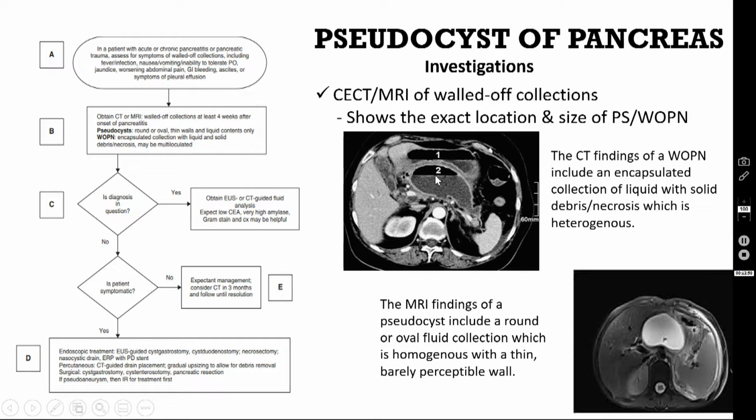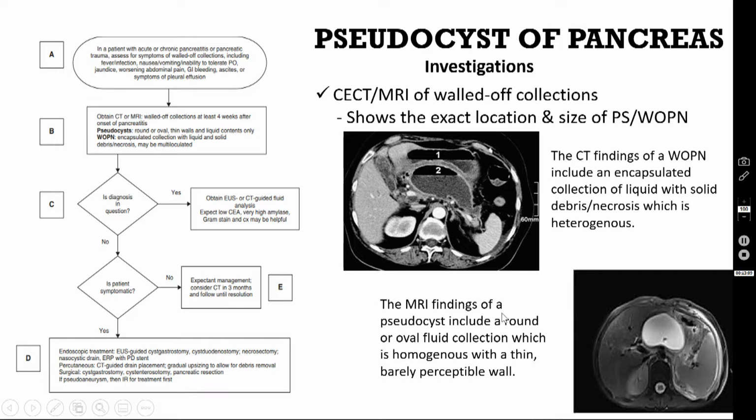This is the number 2, and below this you are seeing the debris. That is the solid element. So that is nothing but both the debris and necrosis you are seeing here. So this is a case of walled off pancreatic necrosis. This is not a pseudocyst, and this is heterogeneous in nature.